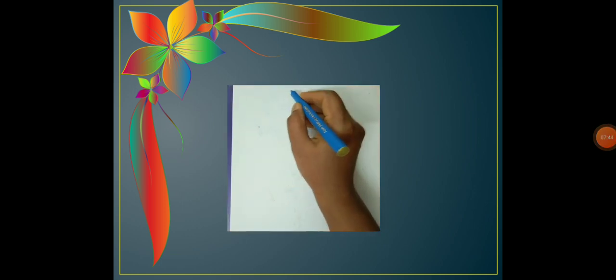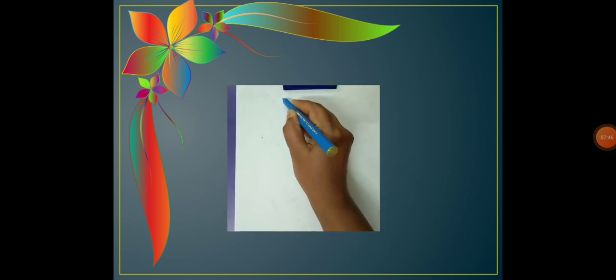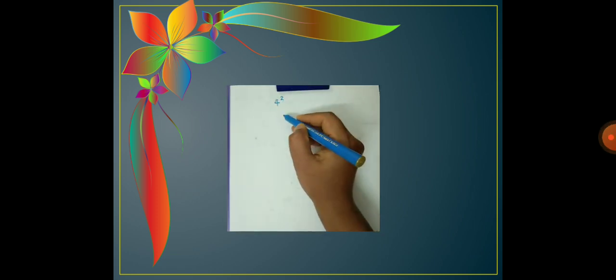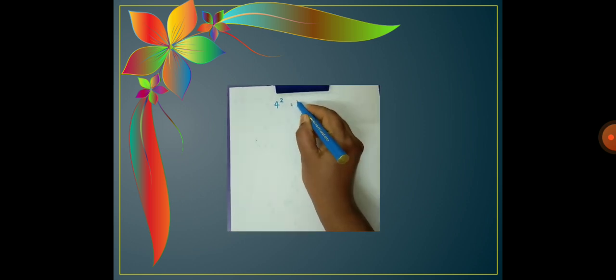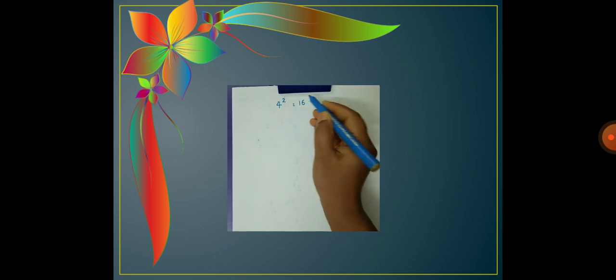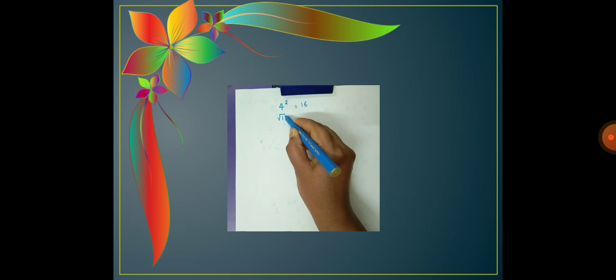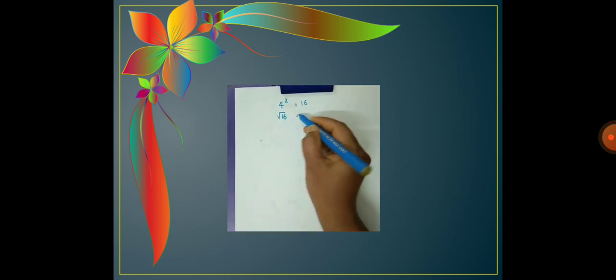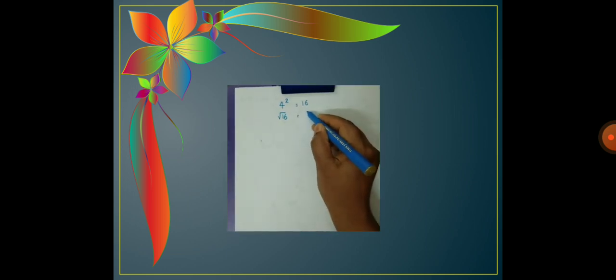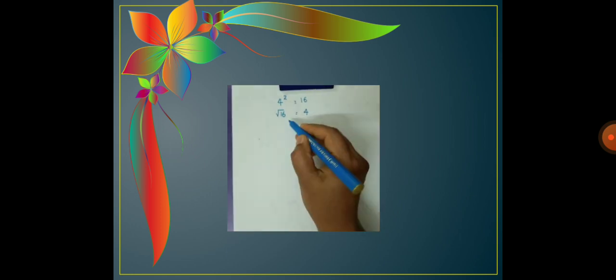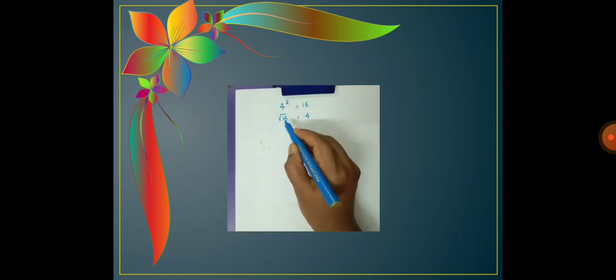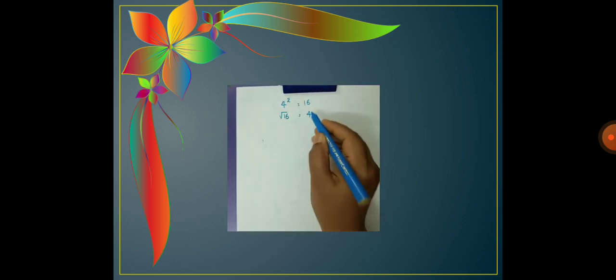Yes students, now tell me, what is the square of 4? Square of 4 is 16. Yes. Now what is the square root of 16? Square root of 16 is 4. Now how will we represent or write the square root of 16 using an index?